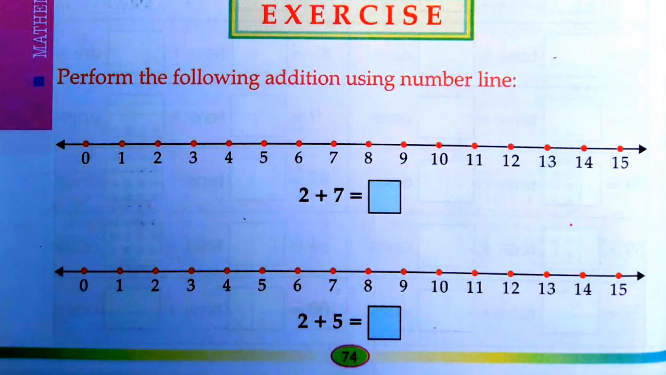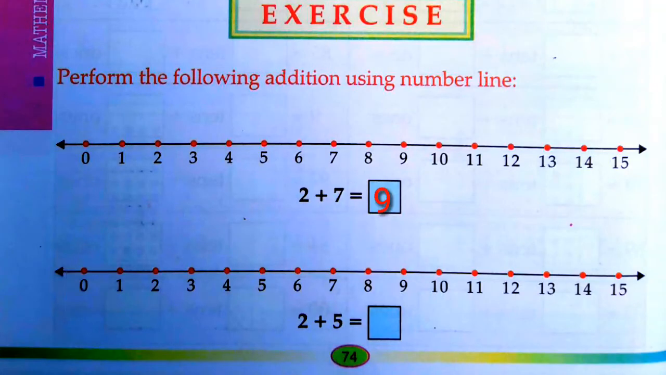When we will see the picture, we can easily understand. You see, 2 plus 7 equal to 9. We will put 9 in the box. Then the figure, see the figure, and the question is 2 plus 5.